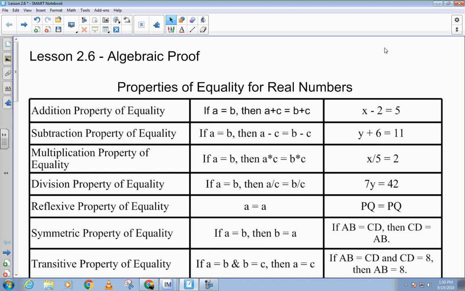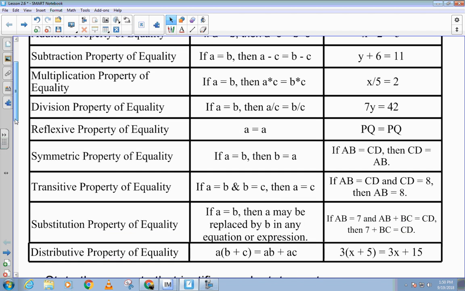Now, another property is the reflexive property. It's not one that we use a lot, but basically it says that one side of the equation is equal to the other. It's like a reflection or a mirror image. So A equals A. The length of PQ equals the length of PQ. That is the reflexive property.